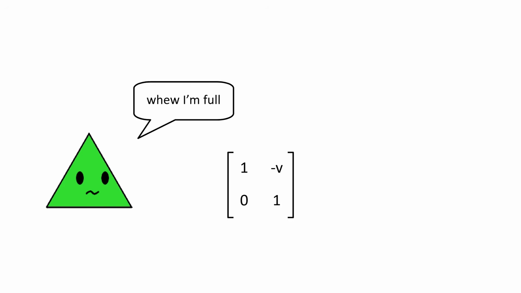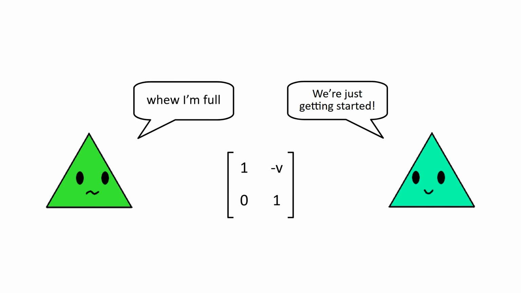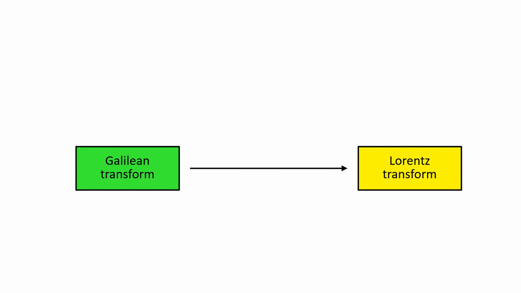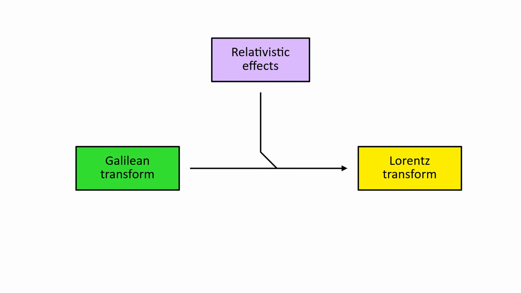But that was just the appetizer. Now it's time to upgrade to the Lorentz transform. It is a lot more complicated, but it can be derived the exact same way, which is why I introduced that process with the simpler Galilean transform. The Lorentz transform is essentially just the Galilean transform if it accounted for relativistic effects.